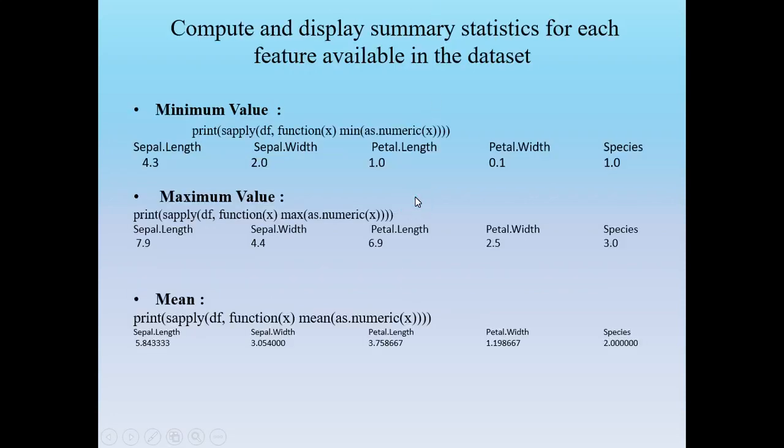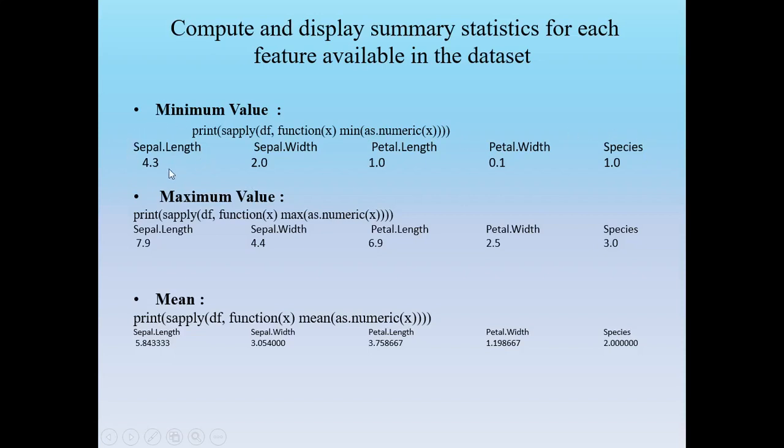Now we are moving to our second operation: compute and display the summary statistics for each feature available in the data set. First we have to calculate the minimum value. The function is given in front of you for R programming: print(sapply(df, function(x) min(as.numeric(x)))). Here df is the variable, that is the data frame, and with the help of this function we get the output from the iris flower data set.